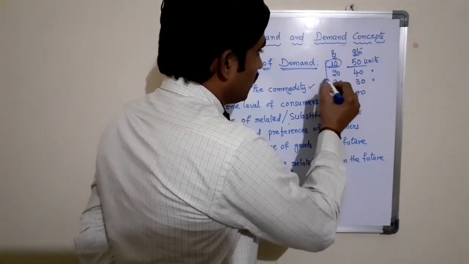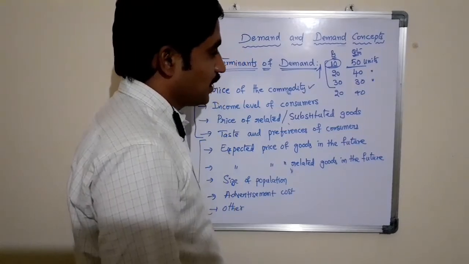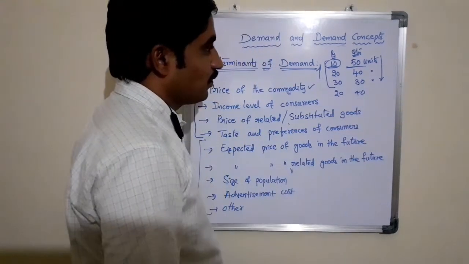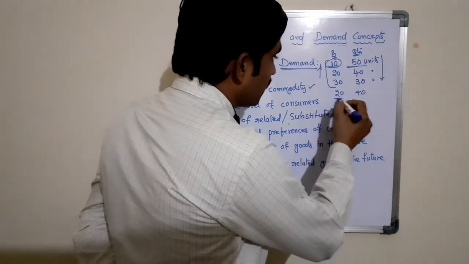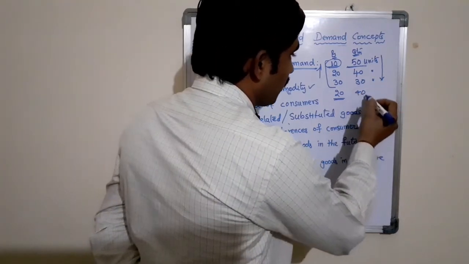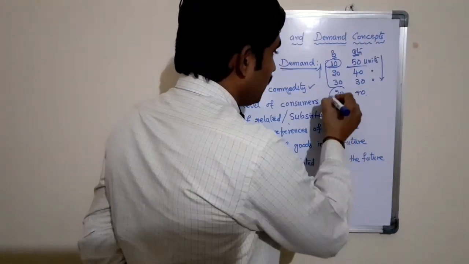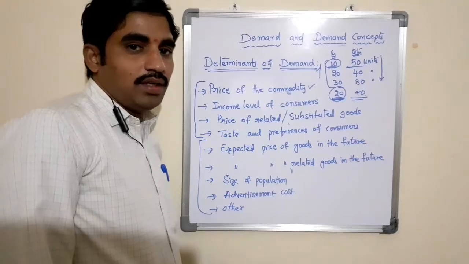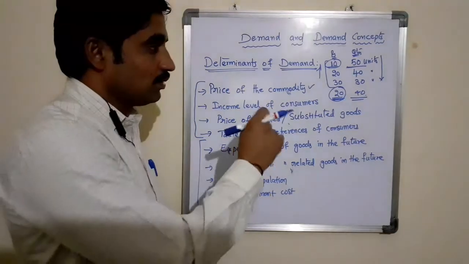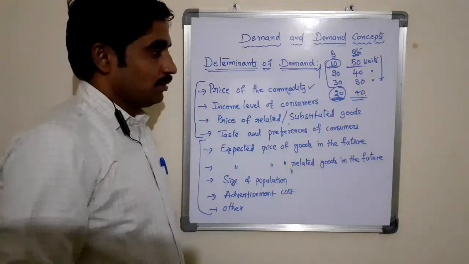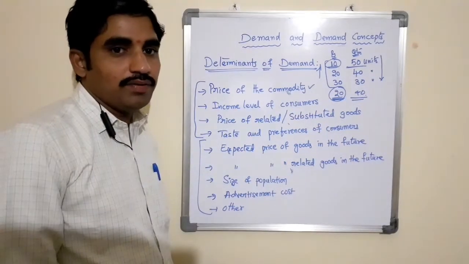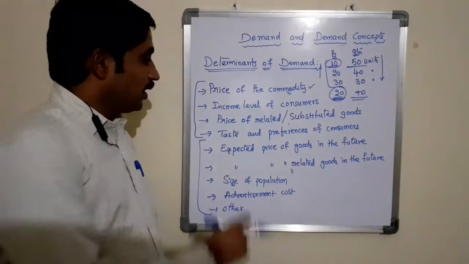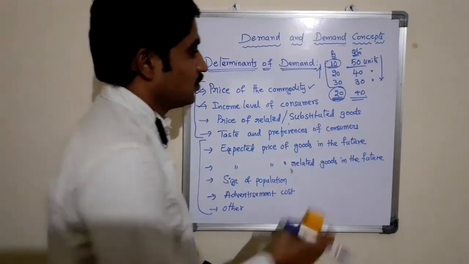As the price increases from 10 to 20 to 30, the quantity demanded of the product decreases, 50 to 40, 40 to 30. When the price decreases to 20, again the quantity demanded increases to 40. Means where there is a change in price, there is a corresponding change in quantity demanded of a commodity. That is a negative relationship between the price and the quantity demanded of a commodity, when the remaining determinants are constant. And the second one is income level of consumers.